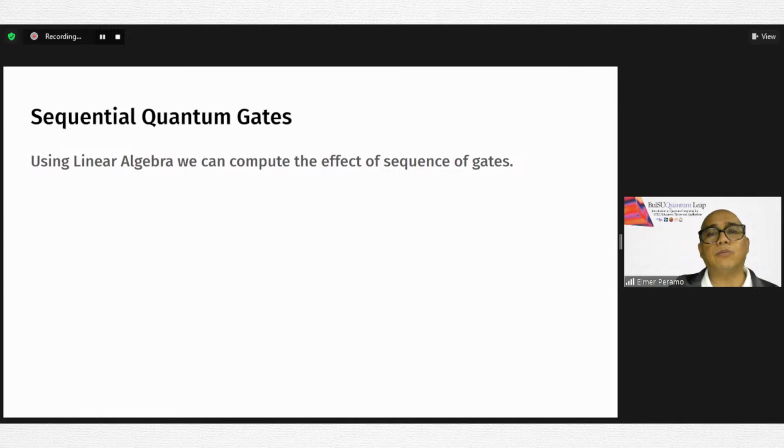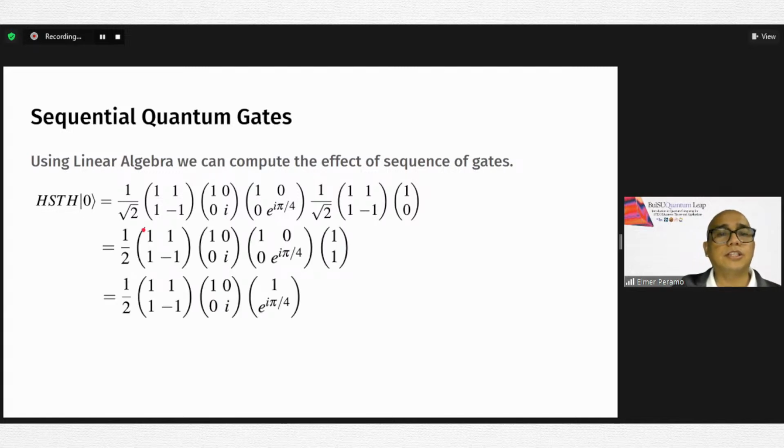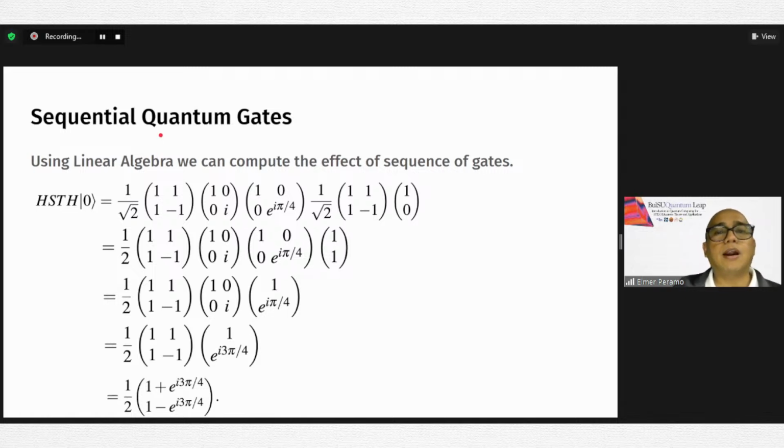So we use linear algebra when we compute the effect of gates. You can apply a series of gates, H, S, T, H, but when you multiply them, it's from the right to the left. So you multiply this first, and then you come up here. And then you do this first, and once you already have that, you now include this one in your computation up until you reach this point. So this is a sample computation. Okay, that's the final answer if you are going to compute the effect of a sequence of gates.